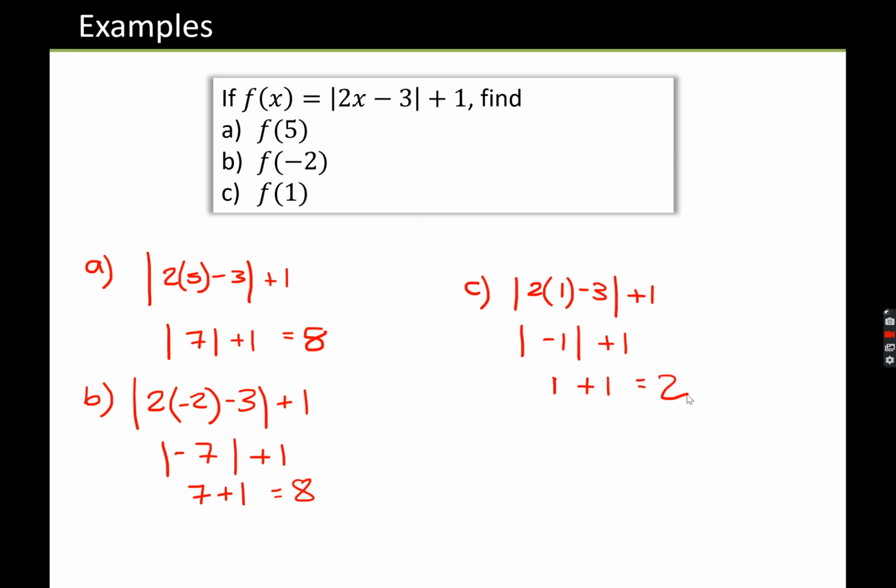Now I just want to make this clear: just because we've got a function with a modulus in it does not mean we won't get a negative output. For example, if this number on the end was minus 5 instead, then this answer here would end up being minus 4. So the modulus only affects what's inside it.